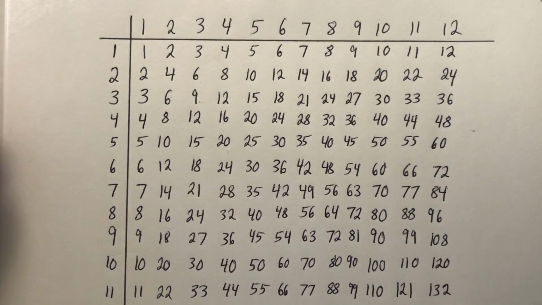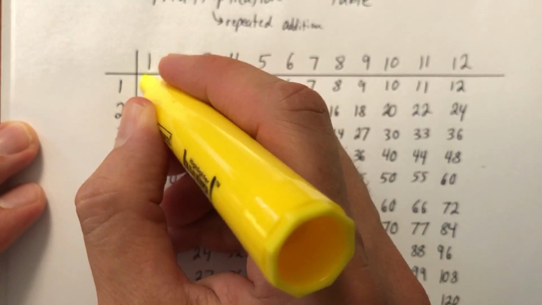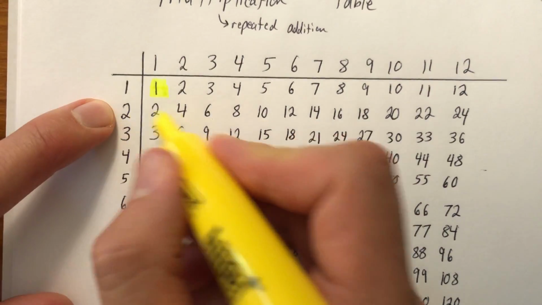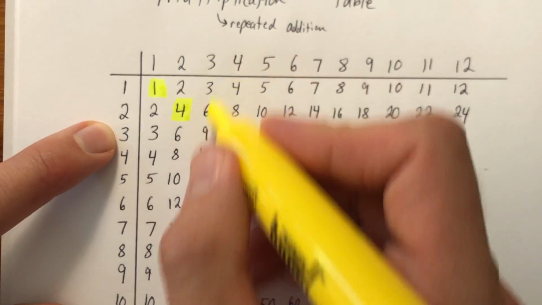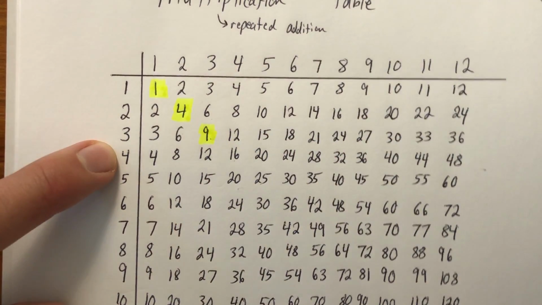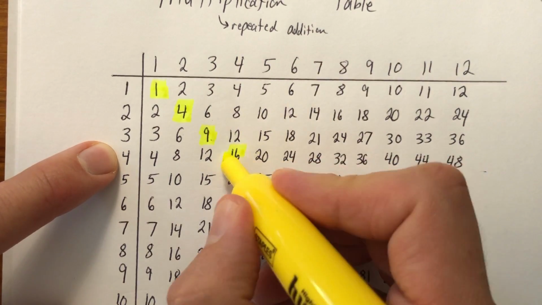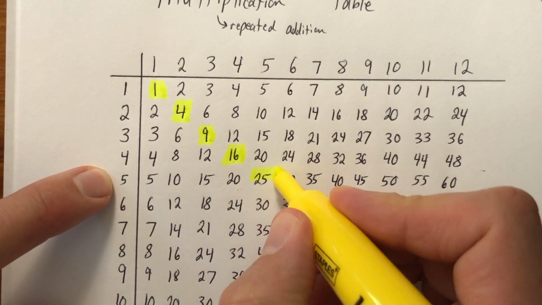So a perfect square is a number like 1 times 1, which is 1. Or like 2 times 2, which is 4. Or 3 times 3, which is 9. Or 4 times 4, which is 16. Or 5 times 5, which is 25.